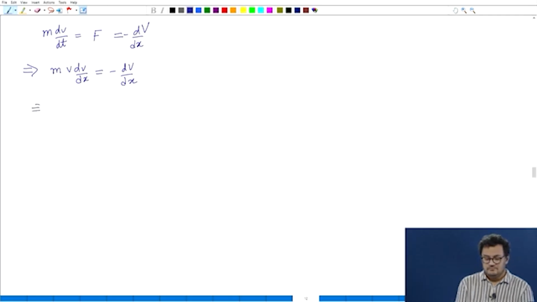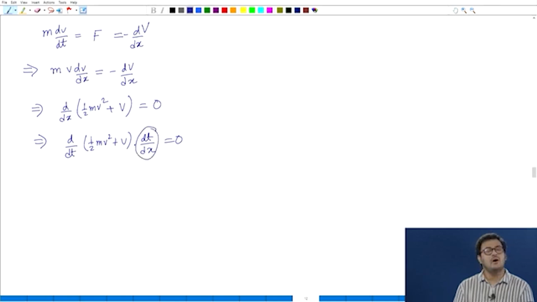What happens? This is nothing but d/dx of half mv square, and this one is minus V, so it will also come to this side, that will be V and that will be 0. So you see that this d/dx of this thing is 0. Now, if I simply say d/dt of half mv square plus V, then I will have some dx/dt times the d/dx equal to 0. And what is dx/dt? This is v.